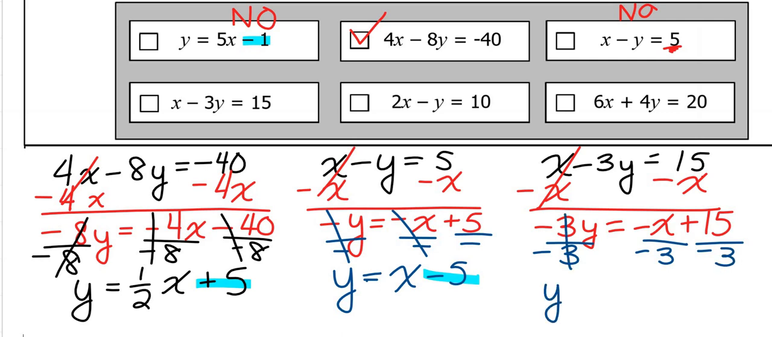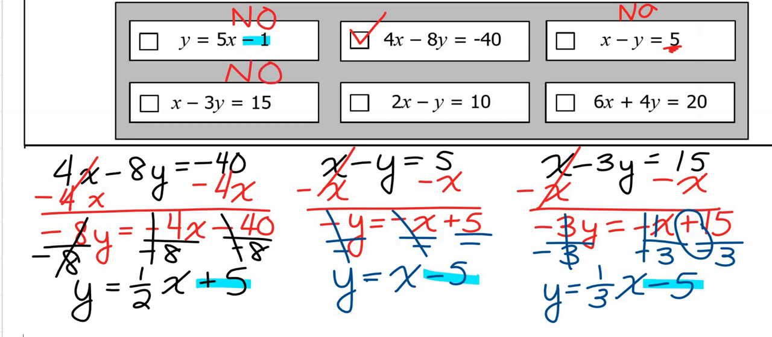So now we have y equals negative x over negative 3. There's an invisible 1 in front of the x. So it's a negative 1 divided by a negative 3. The negatives cancel, and you just get 1/3 x. The positive and the negative becomes a negative. 15 over 3 gives you 5, so a negative 5. Again, we don't want a negative 5 y-intercept. We want a positive 5. So no to this one again.